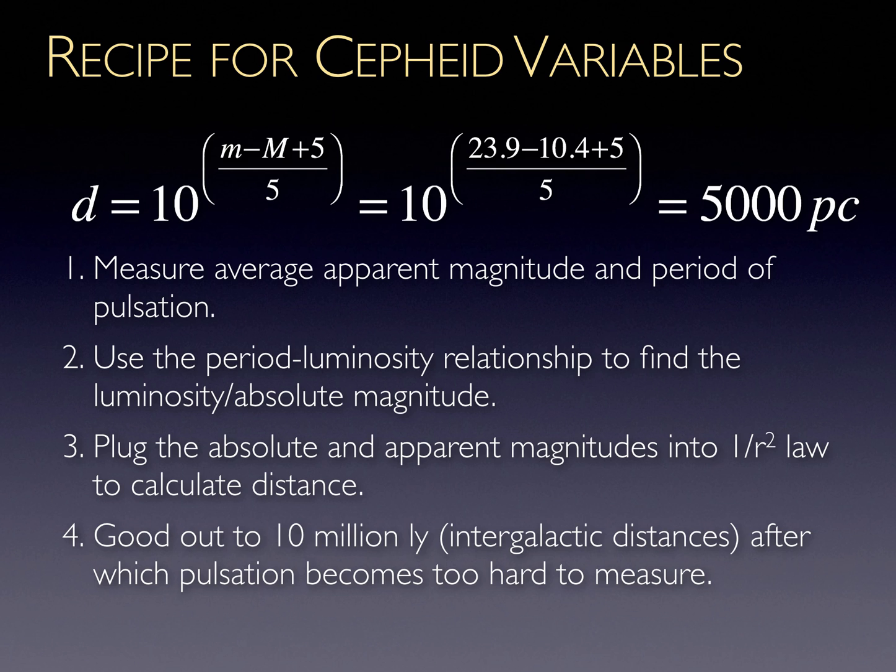Plugging the apparent and absolute magnitudes into our familiar formula, we calculate a distance of about 5,000 parsecs, which is the distance to the Large Magellanic Cloud. The Cepheid variable method is useful out to about 10 million light-years. Edwin Hubble, the American astronomer who discovered the expansion of the universe, used Cepheid variable stars to determine the distances to nearby galaxies.